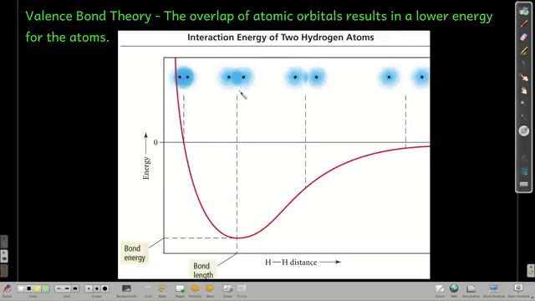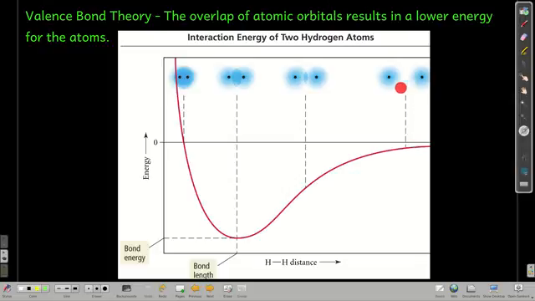Basically it just says that when a bond forms, it's an atomic orbital from one atom overlapping with an atomic orbital from another atom, resulting in a lower energy for those atoms. So if we look at the hydrogen molecule, and imagine we're going from the right in this graph to the left. If we start with two hydrogen atoms far apart from each other, the overall potential energy of those atoms is something like this, a little bit below zero.